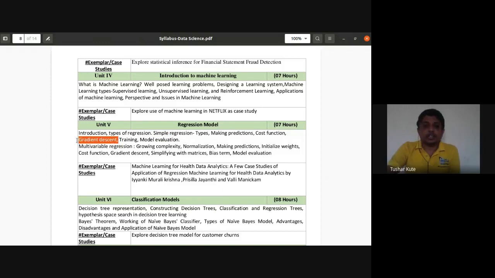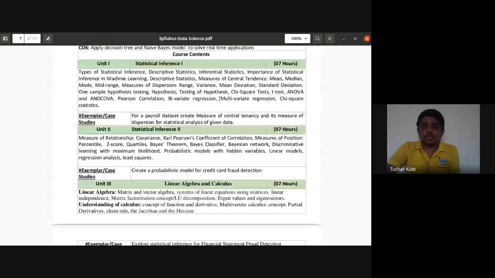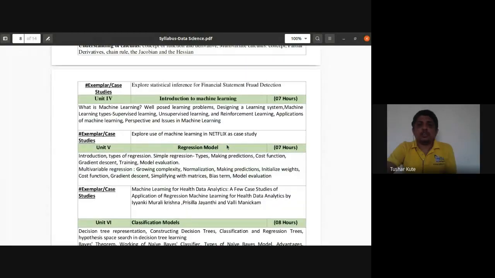And gradient descent regression, training, model evaluation. That also we'll see step by step. Multivariate regression, multivariable regression is present here. Here also multivariate regression. Again, we are going to learn the things about regression one more time.